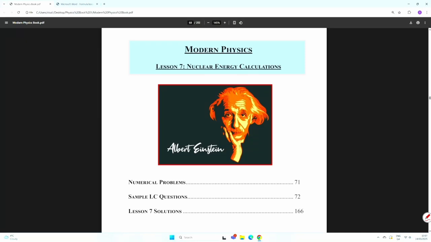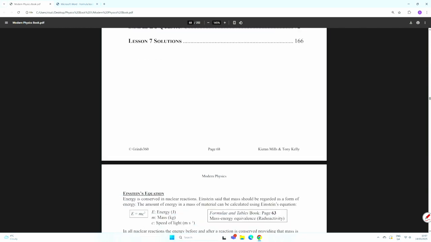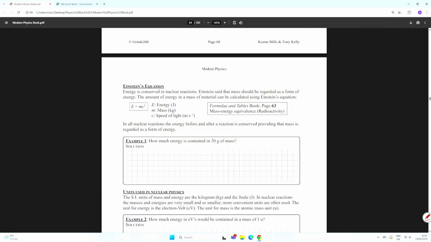So welcome to Modern Physics. We're on lesson number 7, nuclear energy calculations. And we're going to use a very famous equation here. The famous equation that everybody knows, E is equal to mc squared, which was put together by somebody called Albert Einstein, who everybody knows. So let's go to your notes on this and let's have a look at Einstein's equation.